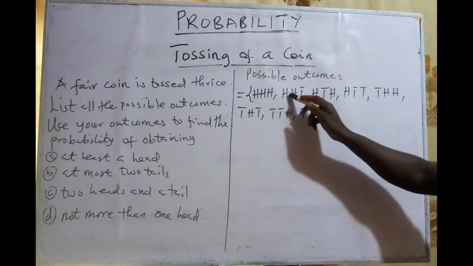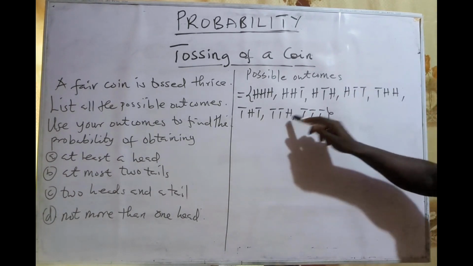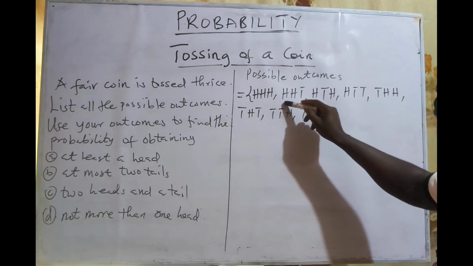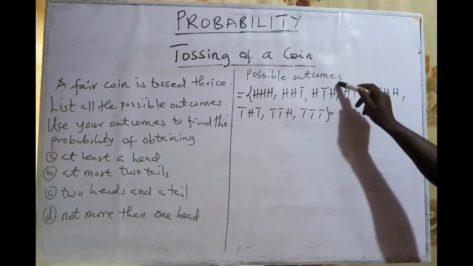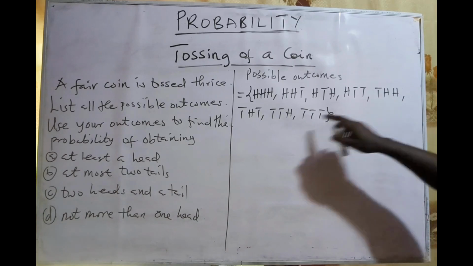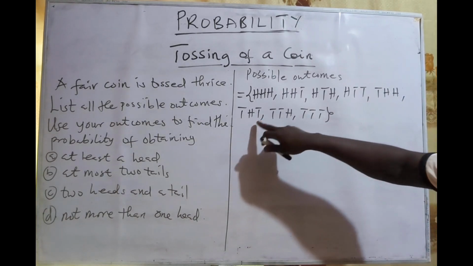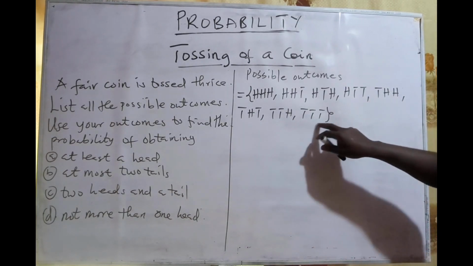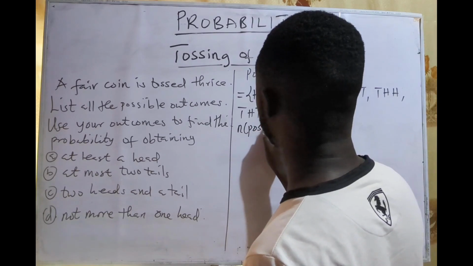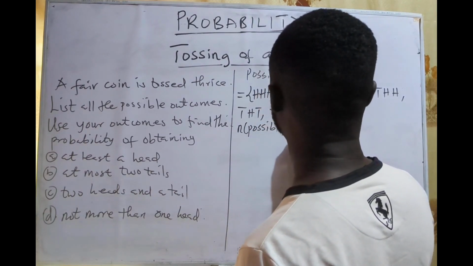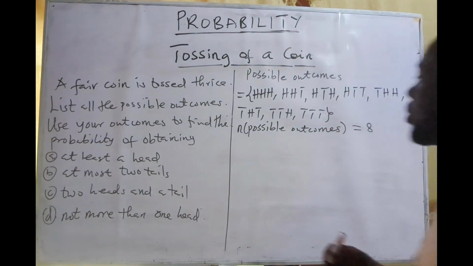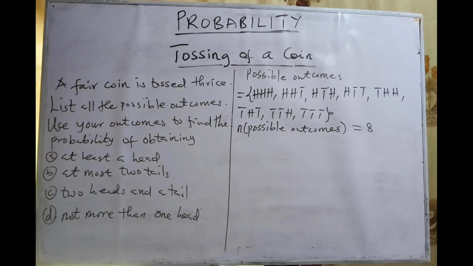So 1, 2, 3, 4, 5, 6, 7, 8. These are the possible outcomes. All head, 2 heads first then tail, head, tail in the middle, head, tail, tail. Tail first, head comes, tail, tail, head in the middle, tail 2, head, and then tail, tail, tail. Okay. So now, after doing that, you have to make sure you write the number of possible outcomes, which we know is going to be 8. So our number of possible outcomes is 8.